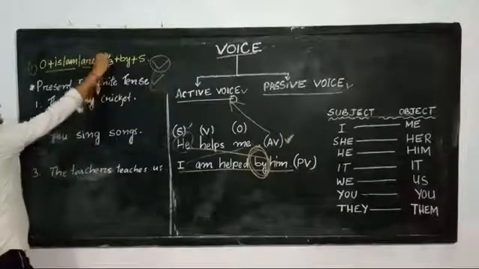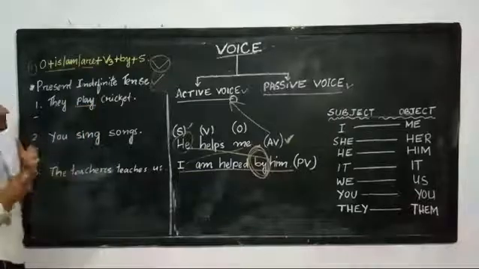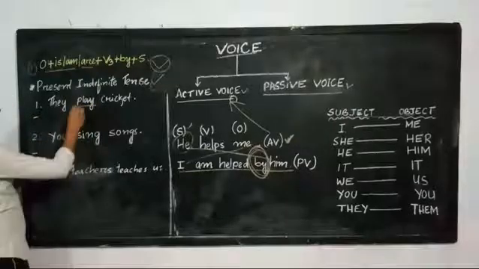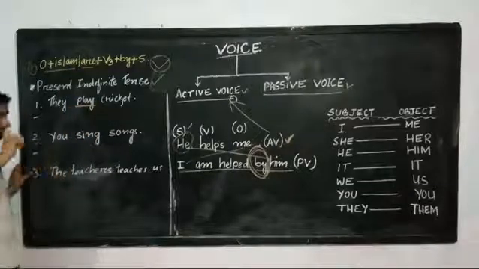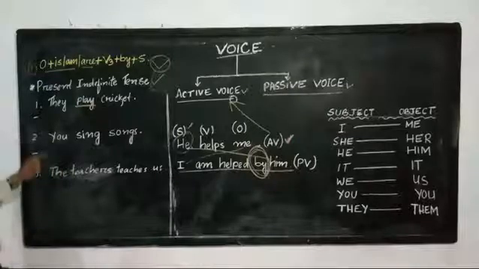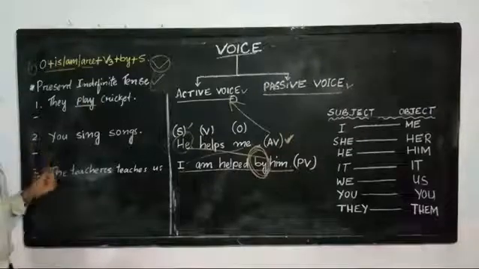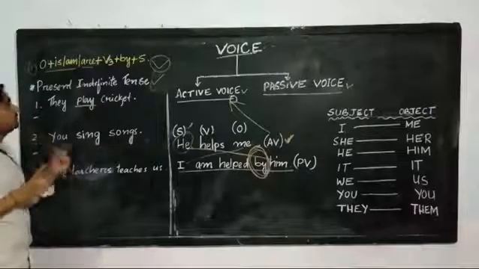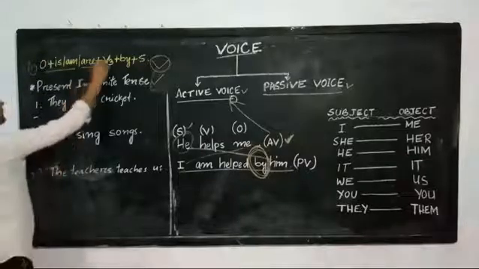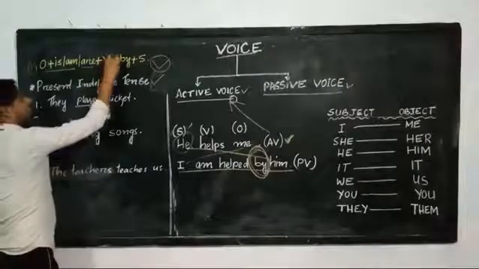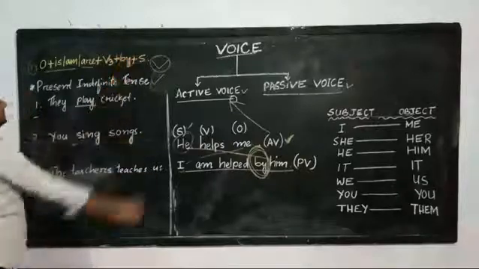Then always remember, the verb you will get is the first form of verb, and in the passive voice it will become the third form. Always remember this: in the passive voice, the verb always becomes the third form. Then I told you we will add the preposition by, then the subject.